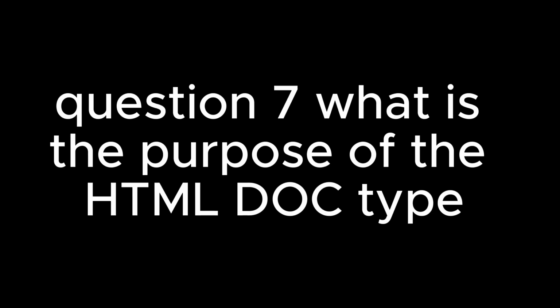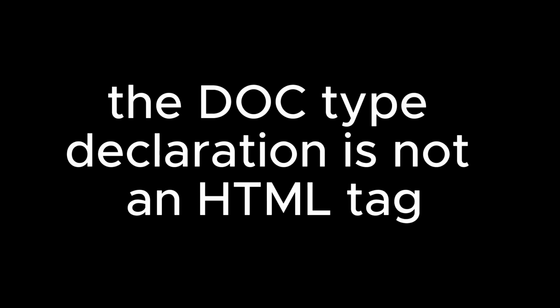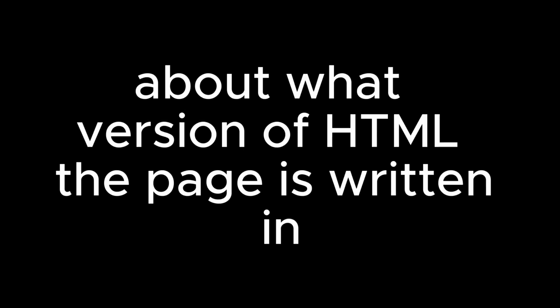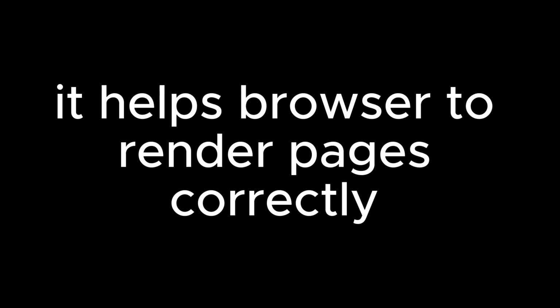Question 7. What is the purpose of the HTML doctype? Answer. The doctype declaration is not an HTML tag, it is an instruction to the web browser about what version of HTML the page is written in. It helps the browser to render pages correctly, according to the document type.